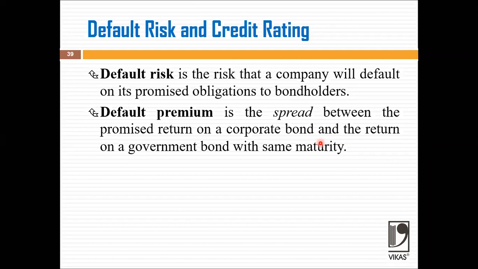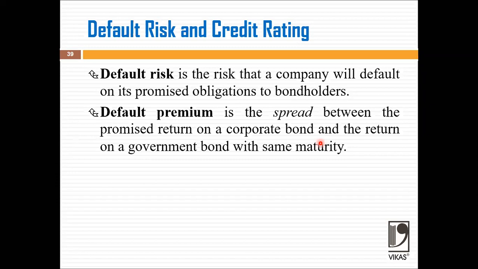Default premium. Default premium is the spread between the promised return on the corporate bond and the return on a government bond with the same maturity. So when we compare the government and the company, who has more default risk, company or government? So you have two options. Option A, you can invest your money by purchasing a bond of the government. Option B, you can purchase a bond issued by a private company or public company in the stock market.